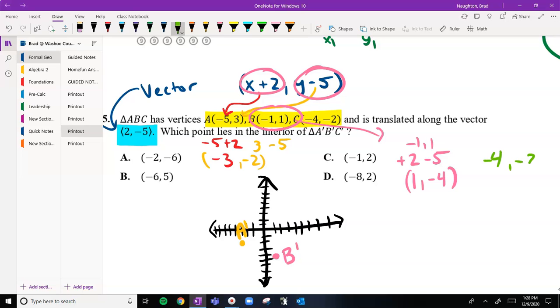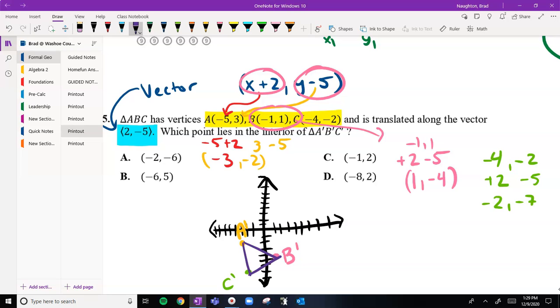And then C. That's negative 4, negative 2. So plus 2 and then minus 5 is going to give me negative 2, negative 7. So negative 2, negative 7 is going to be right down there. Alrighty, so we make a triangle here, and then we have to sort of speculate which one is going to be in that.